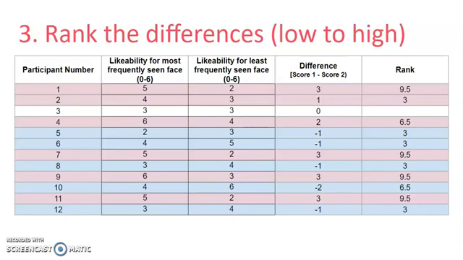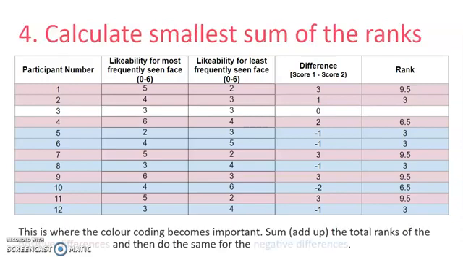The final step is fairly straightforward, and this is where my color coding comes in useful. We need to calculate the smallest sum of the ranks. What that means is you need to work out a total rank for all of the positive differences, so all of the pink final rank values, and work out a total, and then do the same for the negative differences. So all of the blue final rank values, work out a total and add them up. Pause the video now whilst you do this.